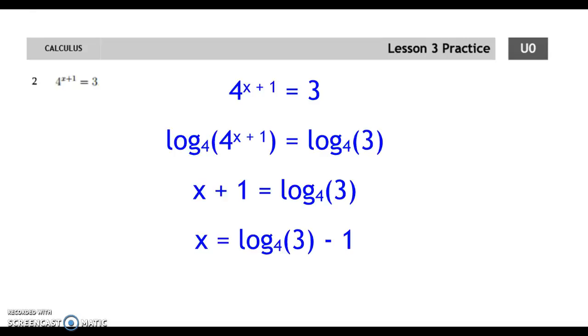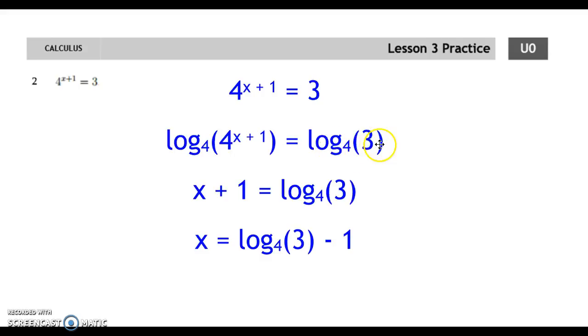Question number 2 was also fairly straightforward. We used log base 4 because it was given to us that we had the base of 4. We used log base 4 on both sides, and we eliminated log base 4 and 4. X plus 1 was the only thing left on the left-hand side, whereas on the right-hand side, we could evaluate this.